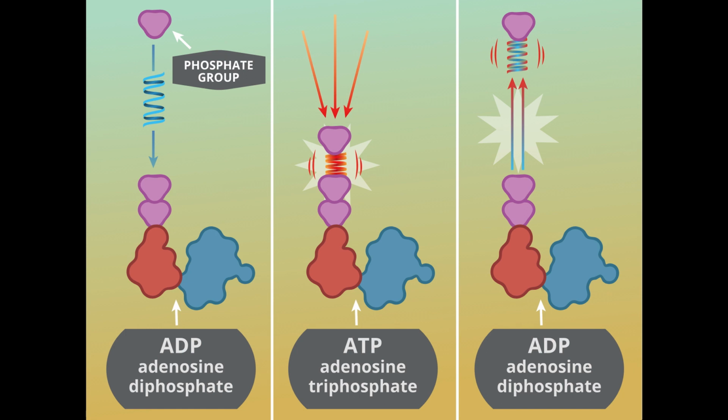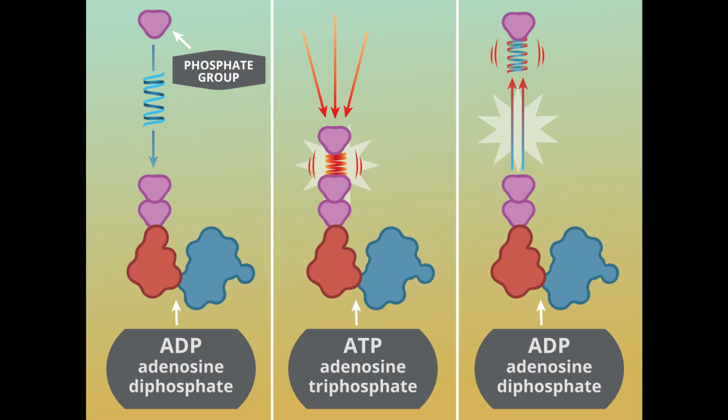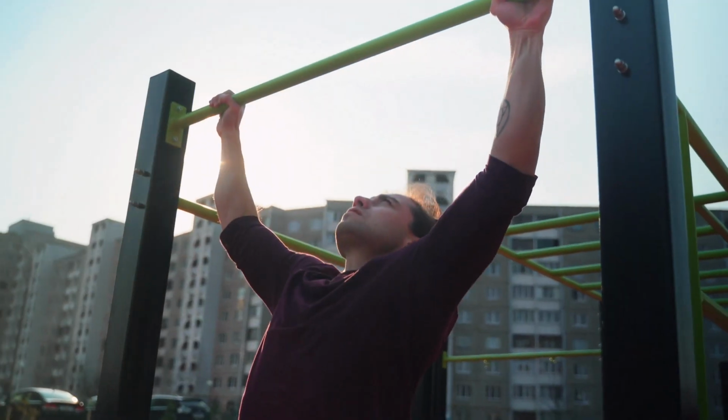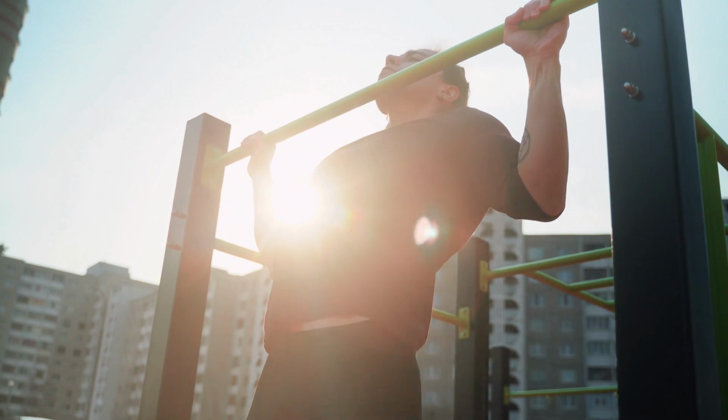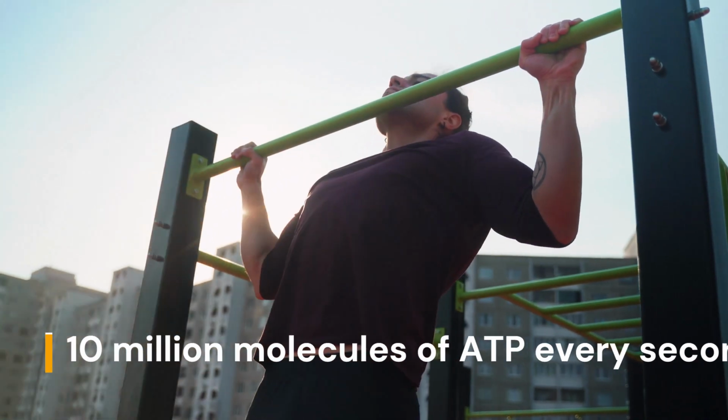As shown in the figure, the ADP portion of the molecule stays the same. Adding a third phosphate group, also known as phosphorylation, adds energy, like compressing a spring. Removing the phosphate group, also known as hydrolysis, releases energy, like freeing a spring to uncoil. The cell can make and break ATP exceptionally quickly. You will be surprised to find out that a working muscle cell makes and uses about 10 million molecules of ATP every second. Isn't it amazing?